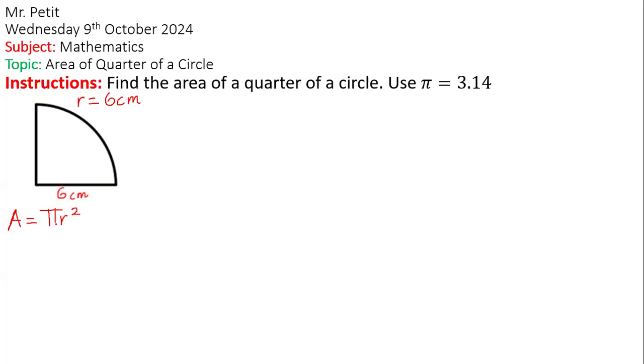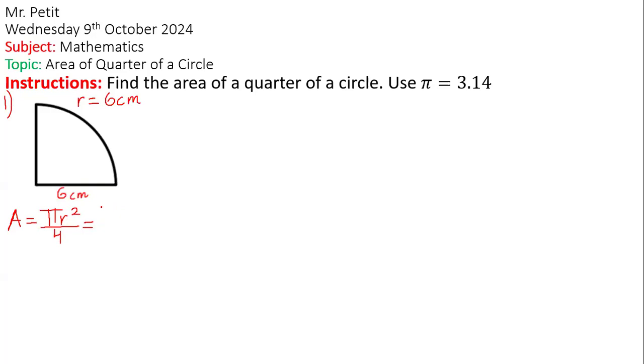Pi r squared. Mr. Petty, definitely draw this, please. This is example number 1, so make sure you draw this. So pi r squared all over 4. In this case, what is pi? Pi is what?